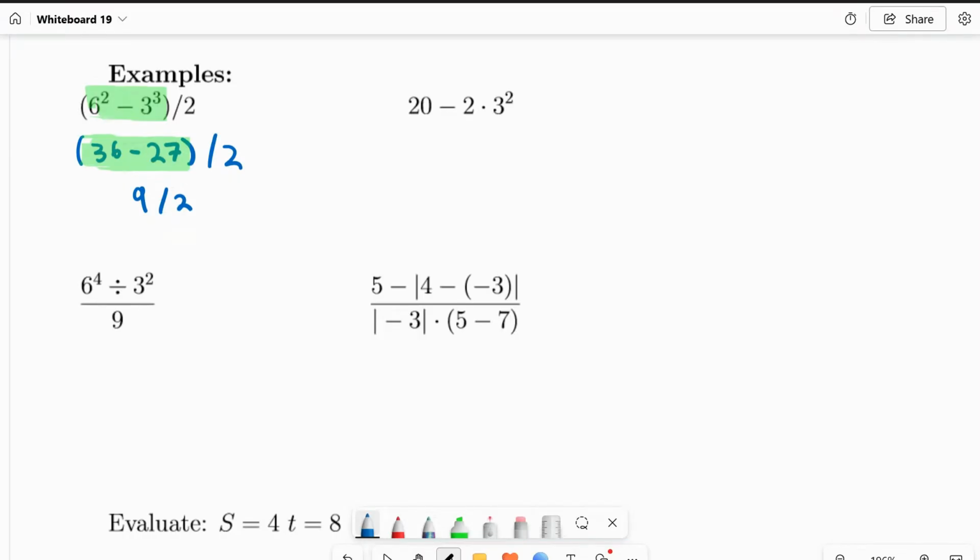9 divided by 2 doesn't quite give me a whole number, but that would equal 4.5. Or if you are working with fractions, well, you couldn't simplify that. Or you could just say 4 and 1/2 if you wanted to have a mixed fraction there. Either works for me.